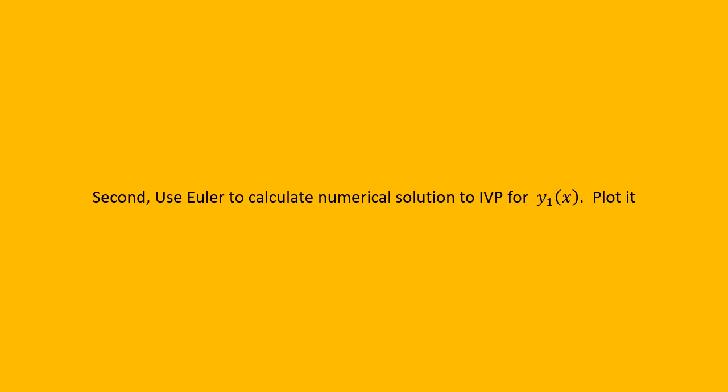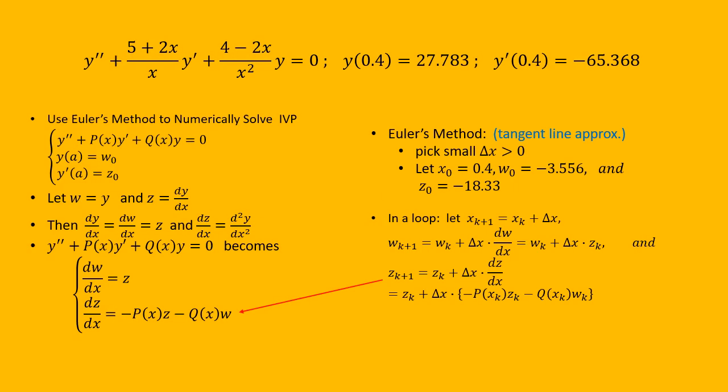And secondly, we will use Euler's method to calculate the numerical solution to the initial value problem for y sub 1 of x, and we will plot it. So what we saw was we're going to solve this differential equation with the initial conditions that y1 of 0.4 is 27.783, y1 prime of 0.4 is minus 65.368. Just for convenience, I'll call the function y of x instead of y1 of x.